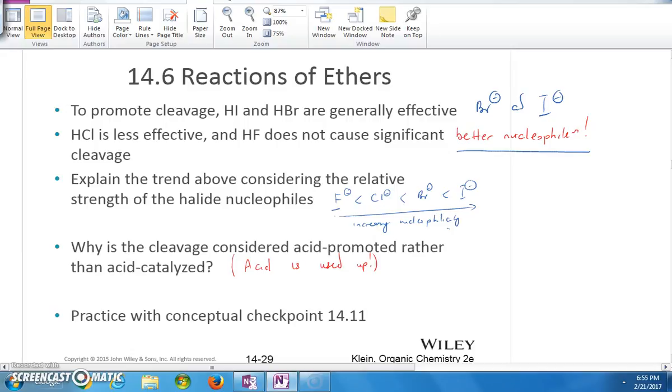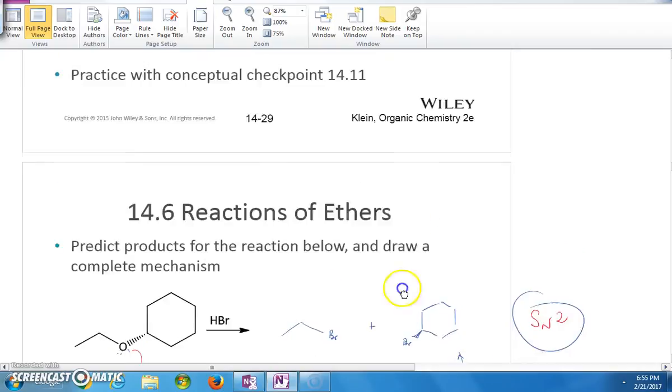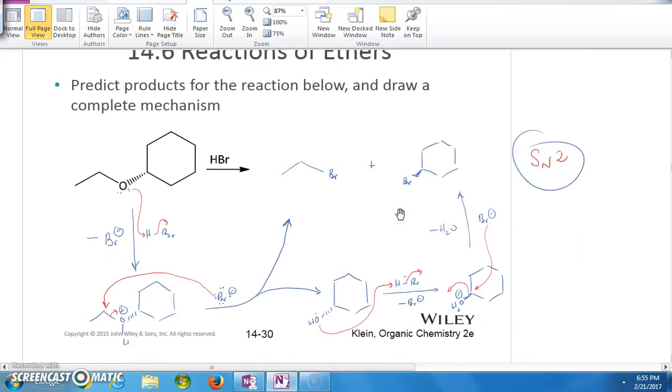Now, why is the acid considered acid promoted rather than acid catalyzed? The reason is because in the acid promoted, the acid is used up. Okay, the acid is used up.